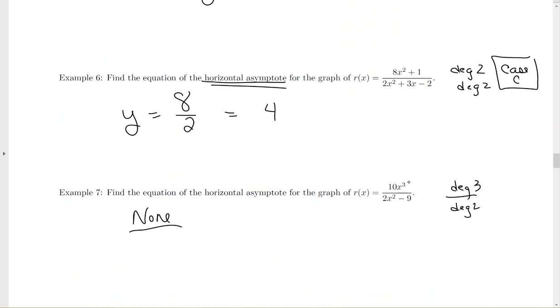The degree on top versus the degree on the bottom, that's why we have no horizontal asymptote. This fraction's blowing up. If the degrees are the same, then you look at the leading coefficient, take 8 divided by 2, but then make sure you're writing y equals. If it's a horizontal asymptote, you've got to make sure you're writing y equals and then some number.